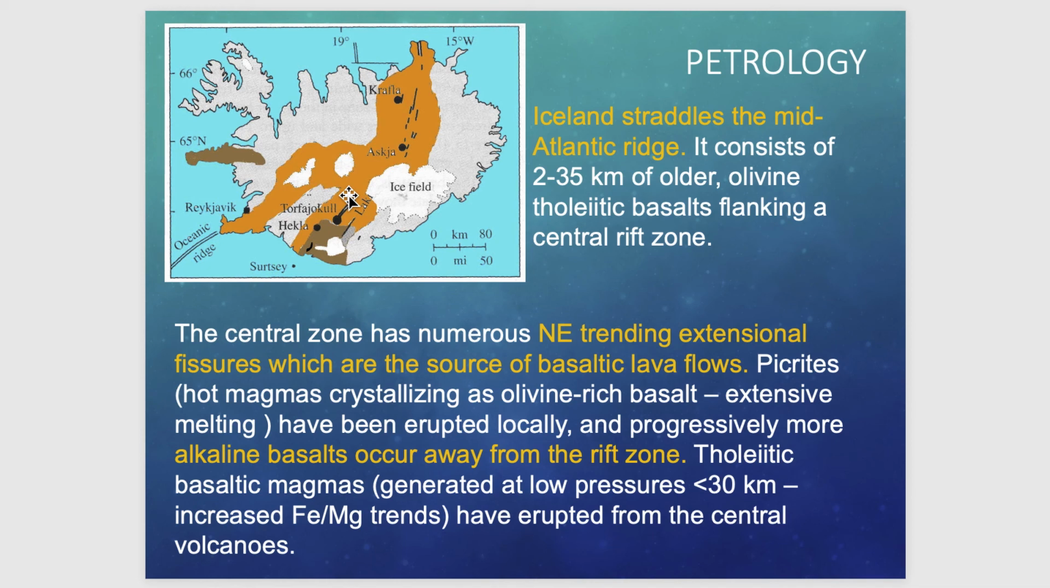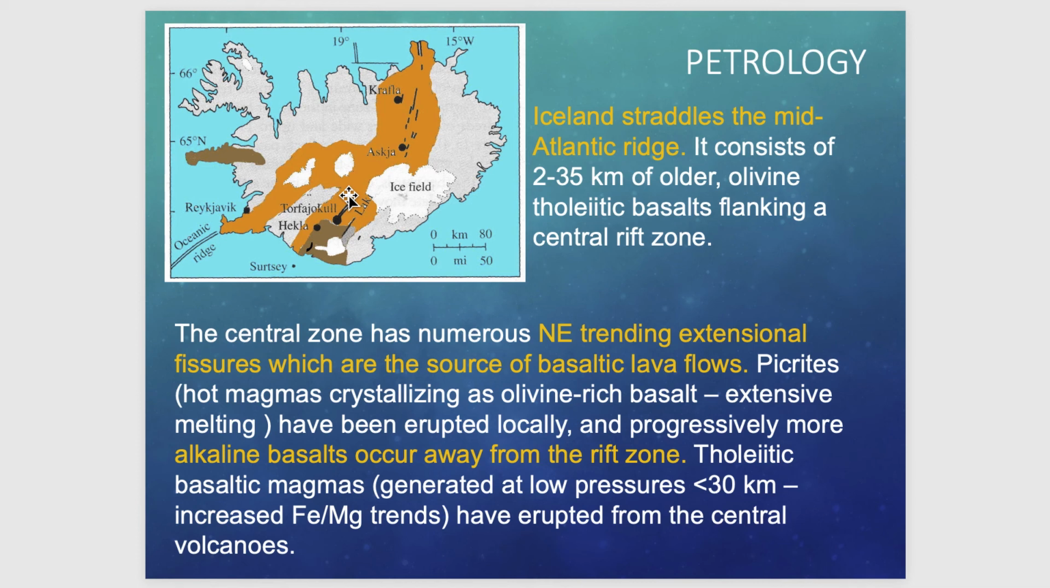As the linears suggest, the central zone has numerous northeast trending extensional fissures, which are similar to the Hawaiian volcanoes, part of the rift systems that feed lavas to the island, and so form lava flows and extensive plateaus in response to these feeder systems.